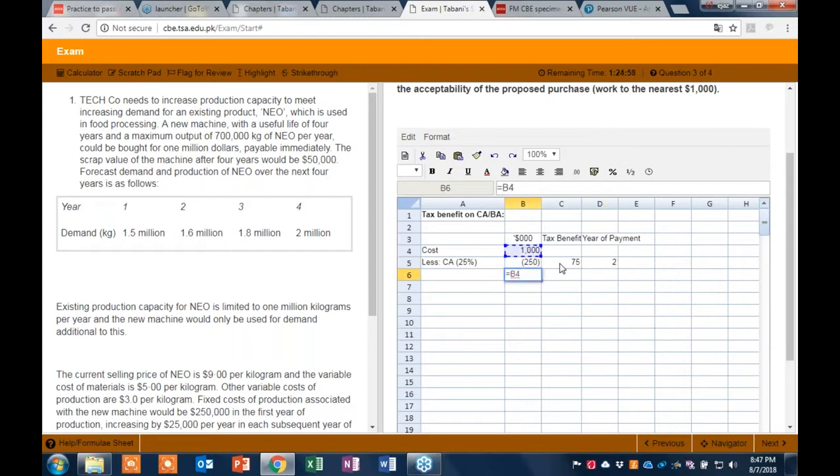For the next year, your WDV will be 750, and since the tax depreciation is available at the reducing balance method, every year the capital allowance will be calculated on the WDV rather than the cost of the asset. So for the next year, the capital allowance will be 25%, but this time the 25% will be applied to 750. The rate will be the same 25%, but the base value will now be the WDV.